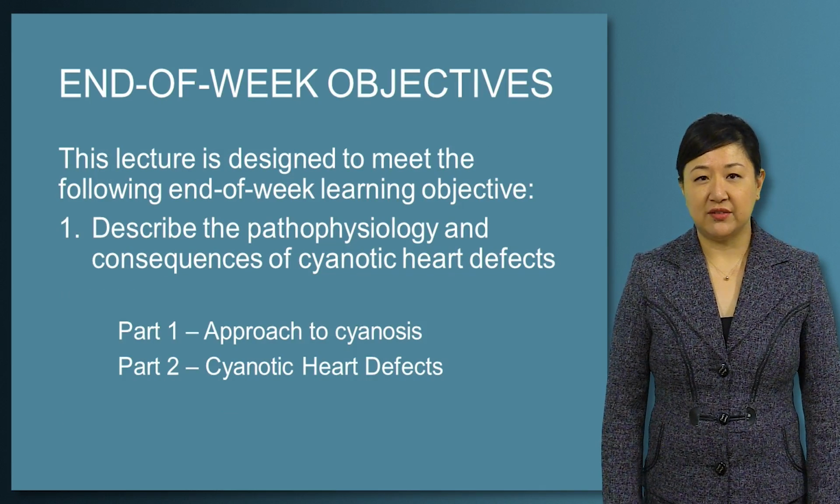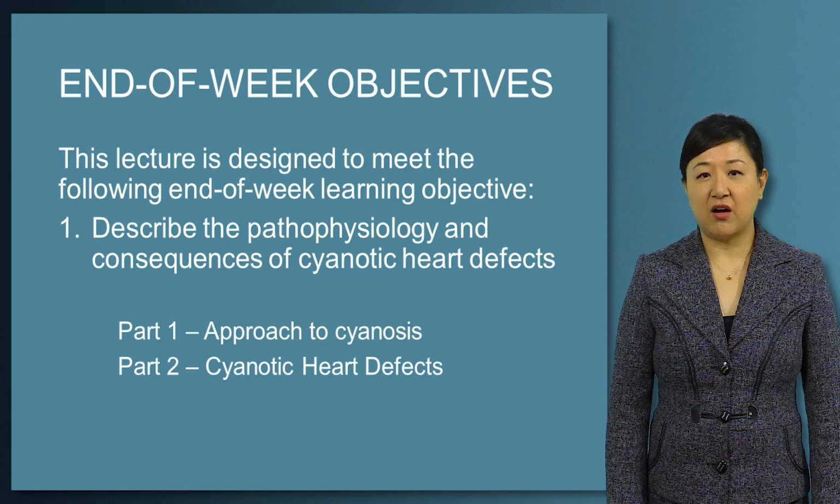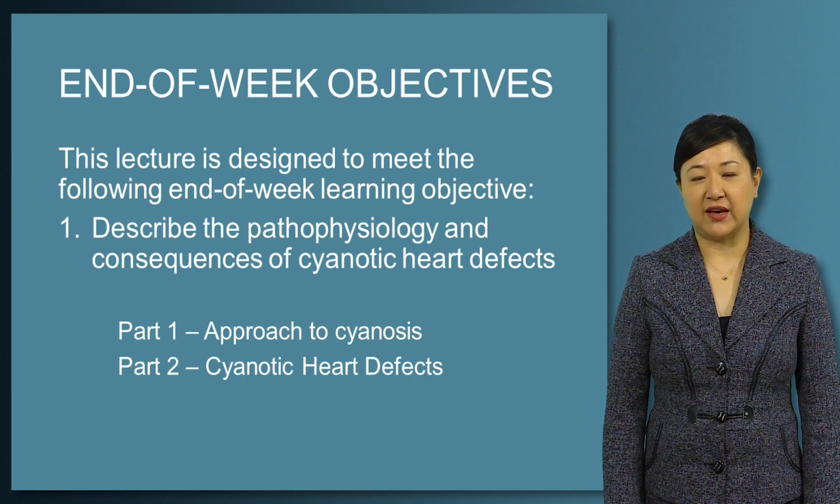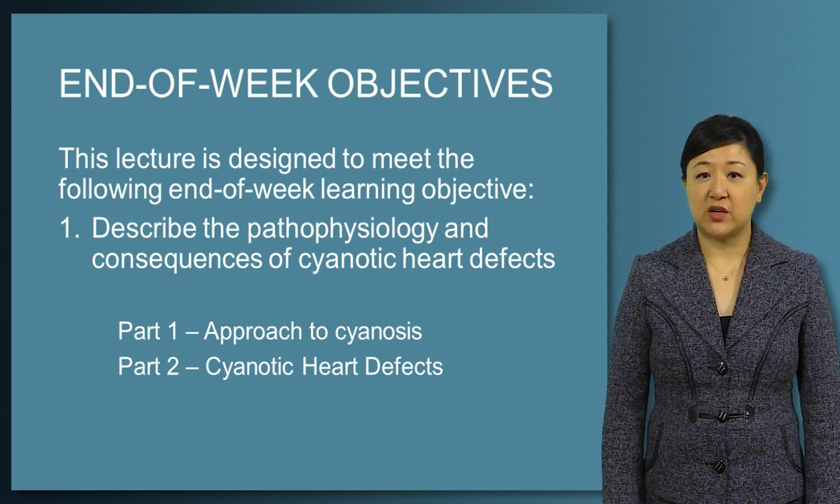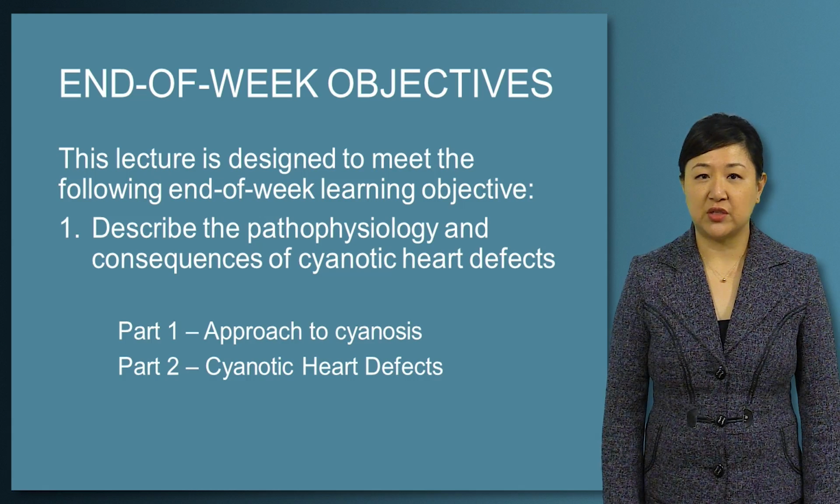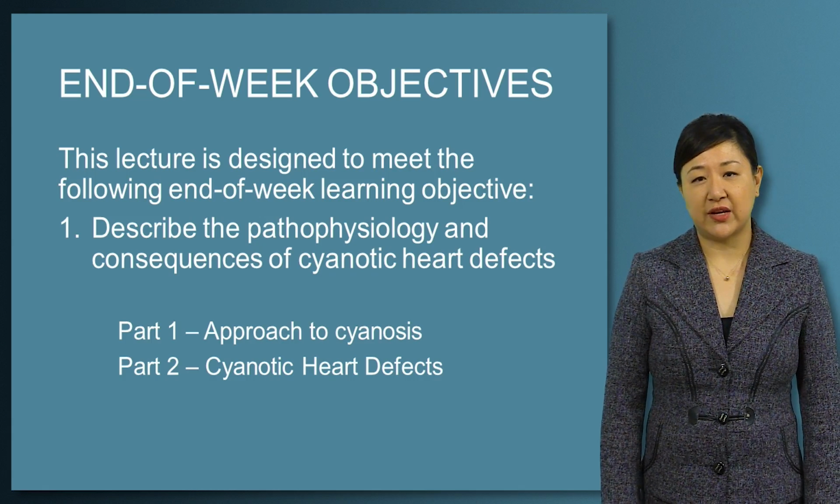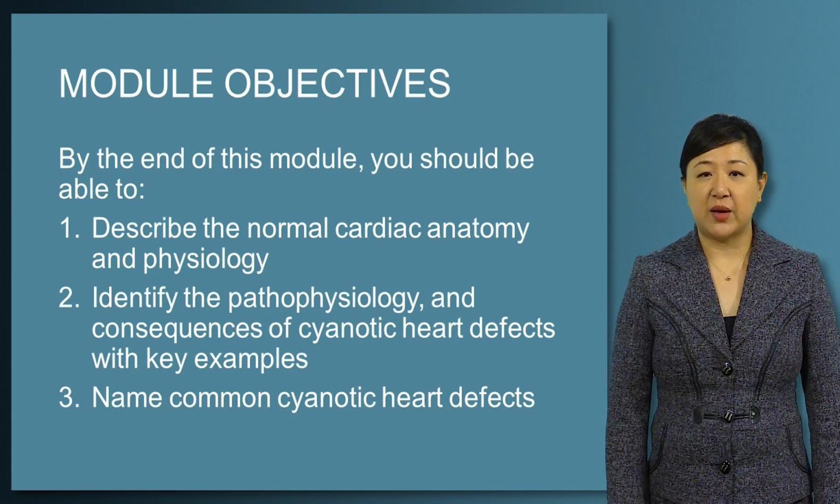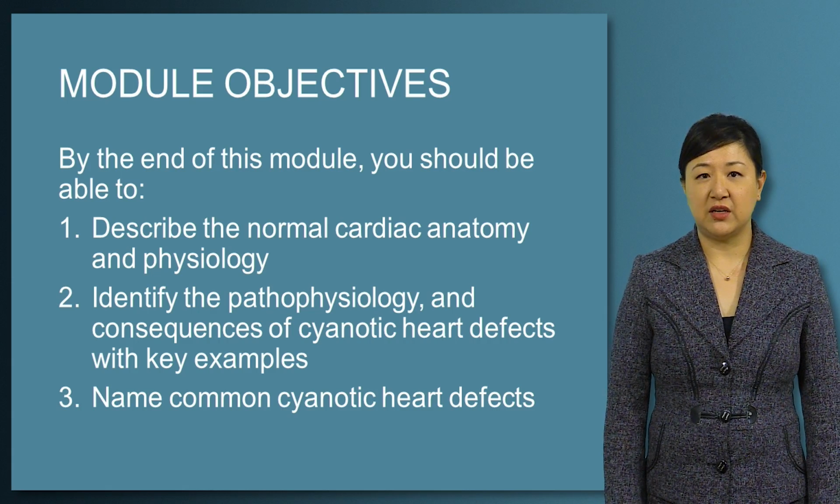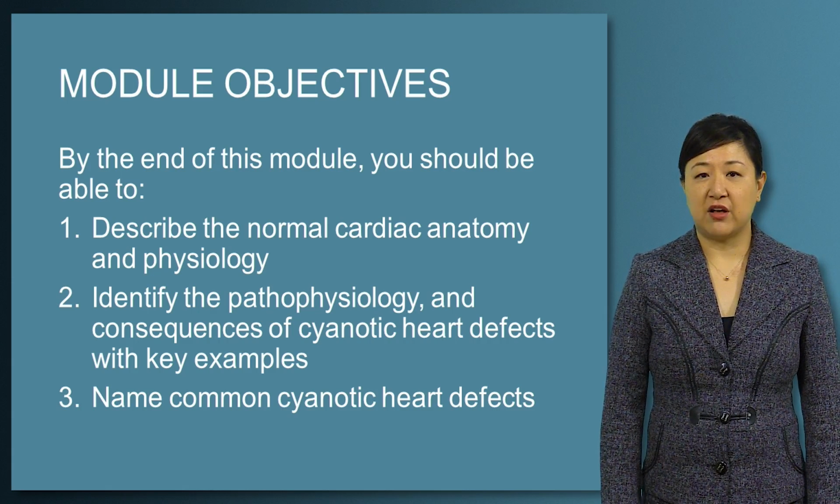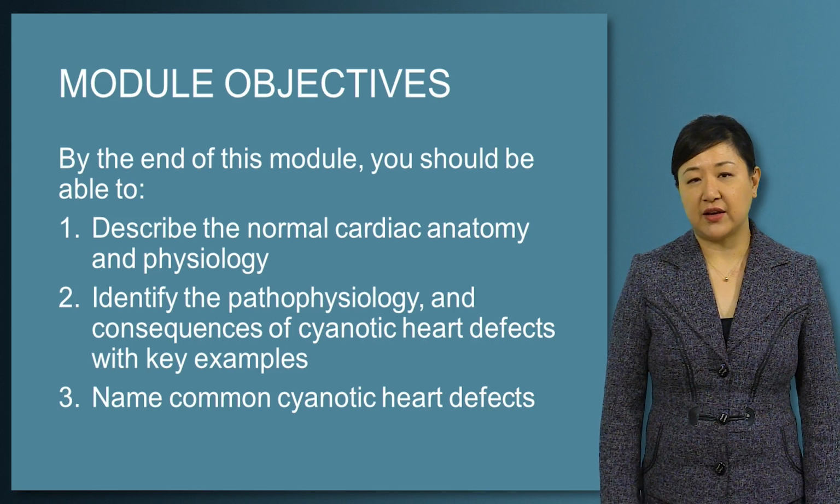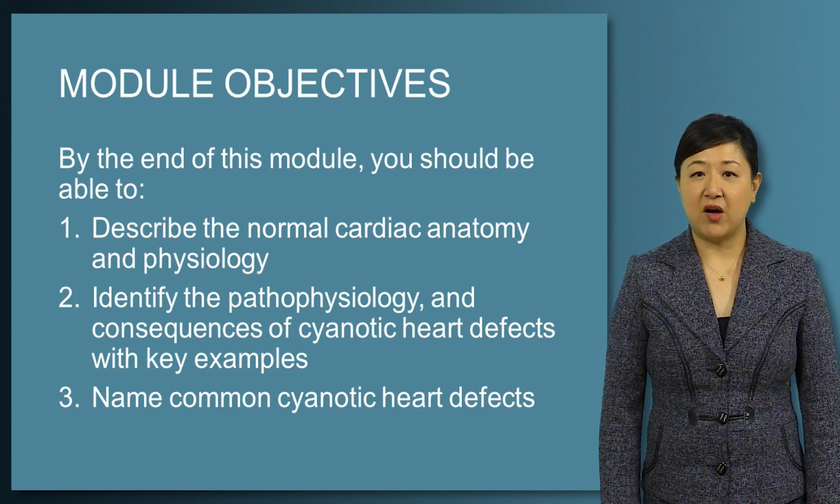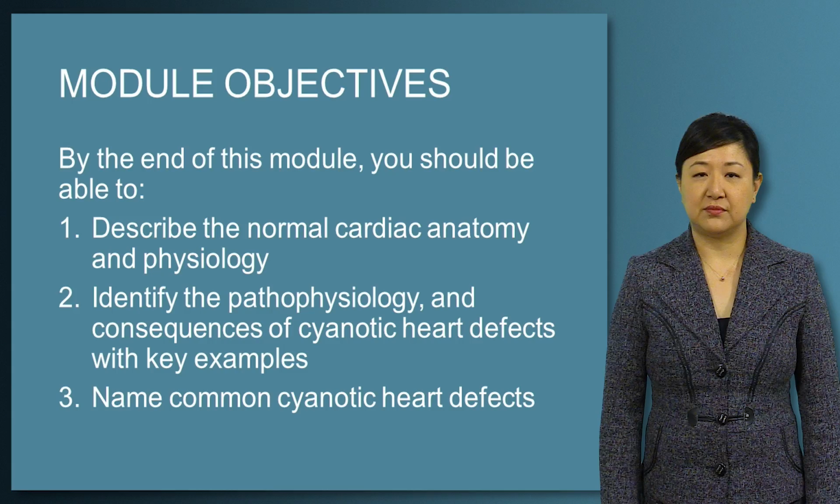The end-of-week objective is to describe the pathophysiology and consequence of cyanotic heart defects. In the last module, we discussed an approach to cyanosis. In this module, we'll talk specifically about cyanotic heart defects. By the end of this module, you should be able to describe the normal cardiac anatomy and physiology, identify the pathophysiology and consequence of cyanotic heart defects with key examples, and name common cyanotic heart defects.